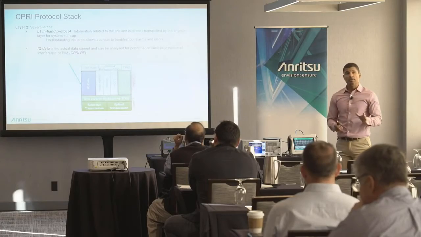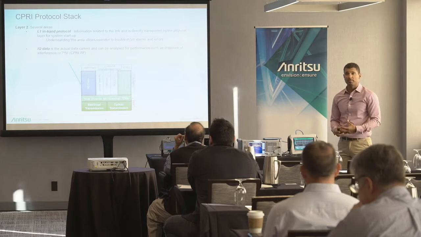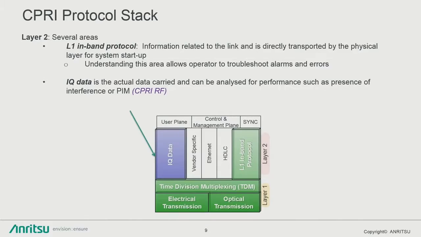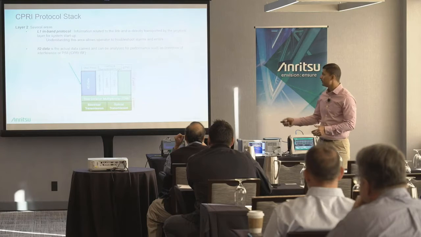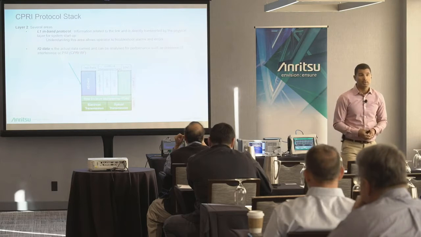That was layer one. Layer two had a little bit more involved. This is more on the protocol side of CPRI, and that consisted of the in-band protocol. That's where you had the differences between the equipment manufacturers, because the in-band protocol of one radio vendor may not interoperate with the in-band protocol of another equipment vendor. And then you had the IQ data. So there's all of your RF data that you would be able to analyze to find things such as the presence of interference or PIM. You'd be able to see that within the RF signal.